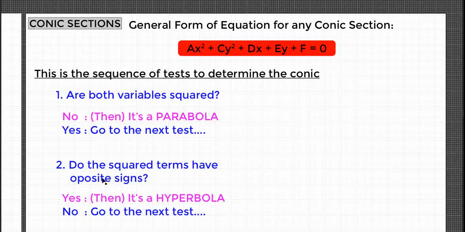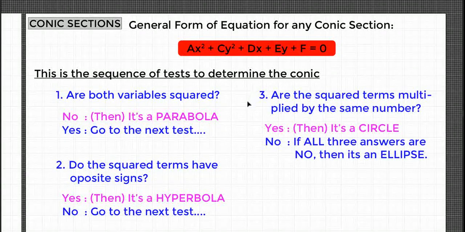Do the squared terms have opposite signs? If x squared and y squared have opposite signs, then it's definitely an equation of a hyperbola. If not, then go to the third question. Are the squared terms multiplied by the same number? If x squared and y squared have the same coefficient, then it's the equation of a circle. If not, then it's the equation of an ellipse.